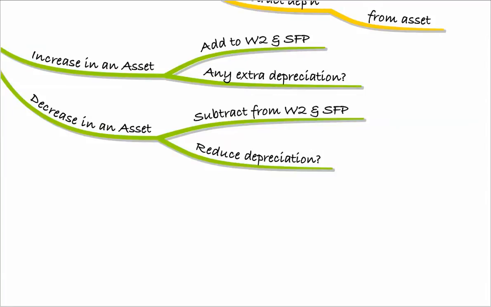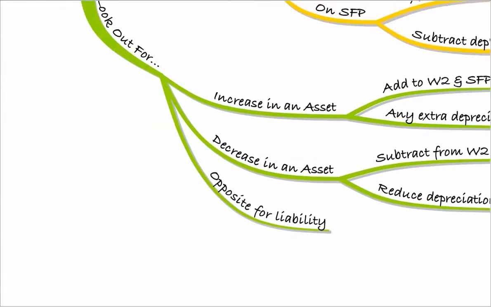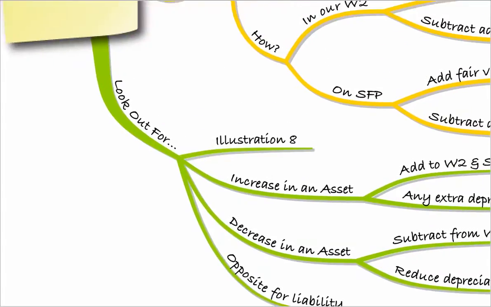The decrease in an asset is equally as examinable and is the opposite from increasing an asset. And indeed, an adjustment to a liability would be the opposite. So we looked at all of those in illustration 8, and it's an important illustration because that's the area that the examiner may try and trick you on or trip you up. So make sure you go back over illustration 8 and understand it.